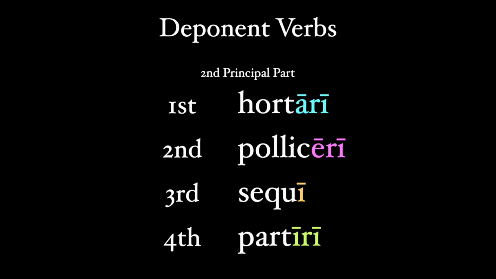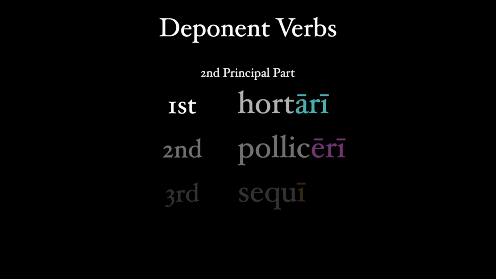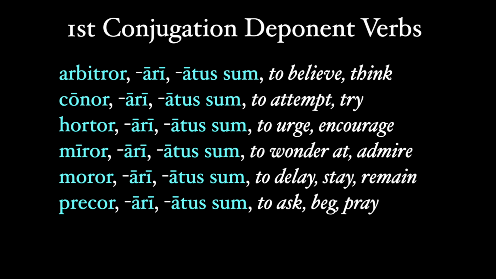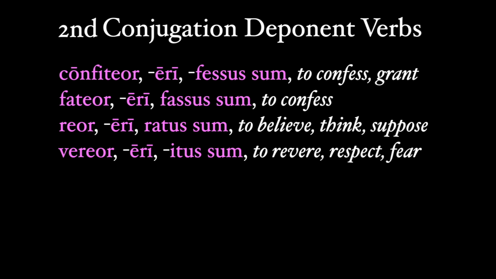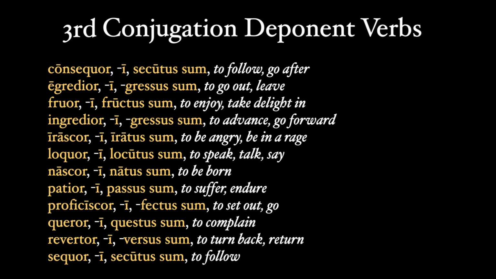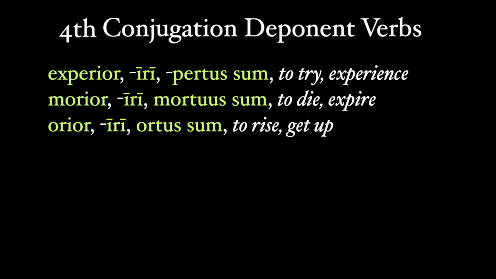Over half of all deponent verbs are in the first conjugation, but it's important to know the most common deponents in Latin. These words, grouped by conjugation number, should be considered core vocabulary, the important ones. And here are the first conjugation verbs, the second conjugation verbs, the third conjugation verbs, and the fourth conjugation verbs.